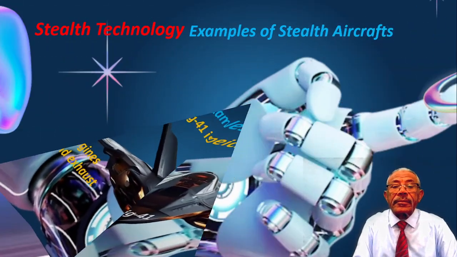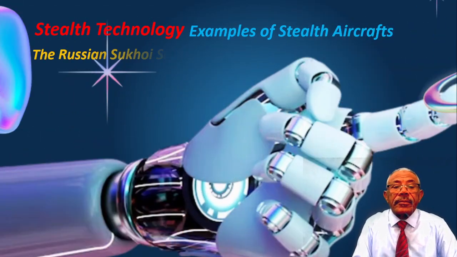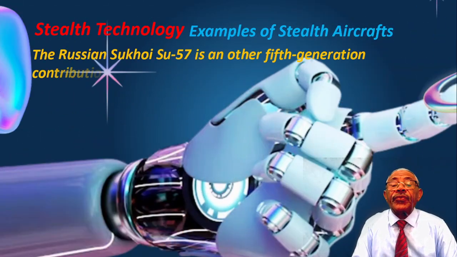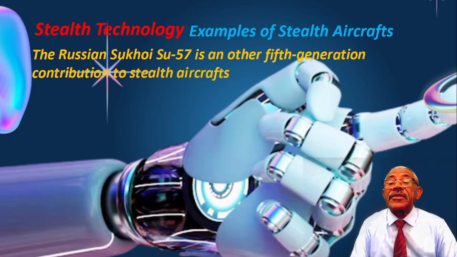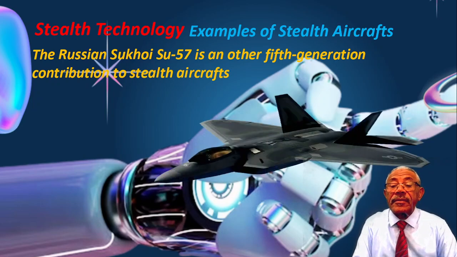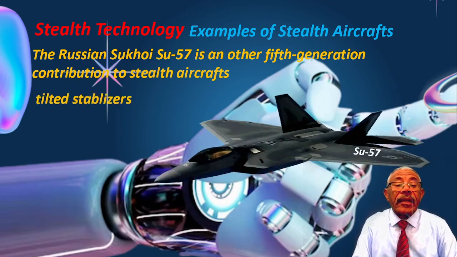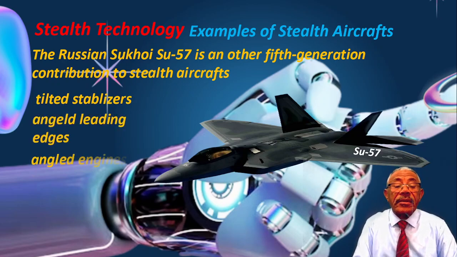The Russian Su-57 is another fifth generation contribution to stealth aircraft. Tilted stabilizers, angled leading edges, angled engines, air intakes, RAM, IRSS, and ECM.